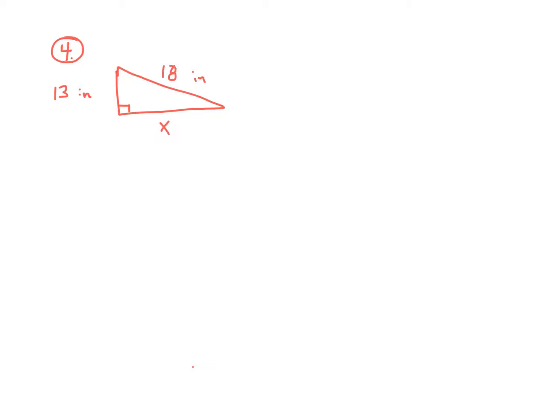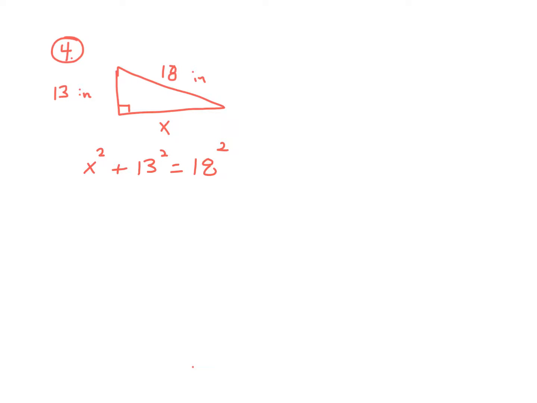This is just a straightforward Pythagorean theorem problem, because we have two of the sides of a right triangle. So this is just straightforward a squared plus b squared equals c squared. In other words, in this case, x squared plus 13 squared equals 18 squared, where 18 is the hypotenuse.